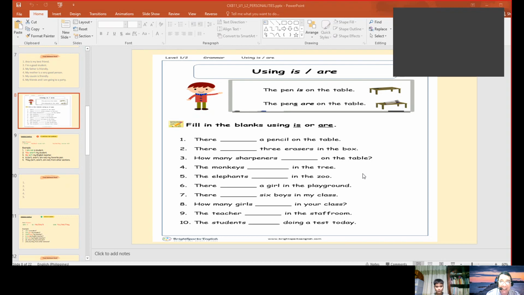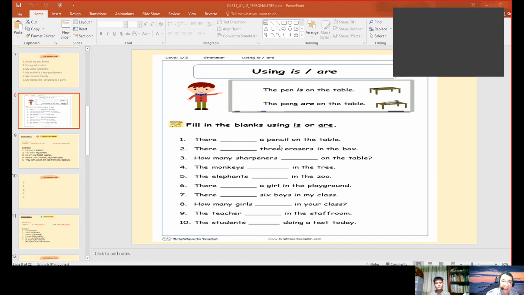Okay, just like for example, when we say there is a pencil on the table. What is the subject that we're talking about in here? We're talking about a pencil. So we're talking only of one pencil, so therefore, we have to use the is. Why is it only one? Because we don't have an S in here.